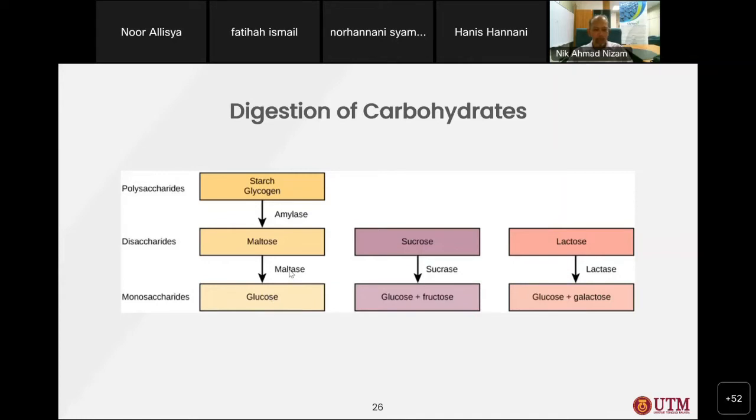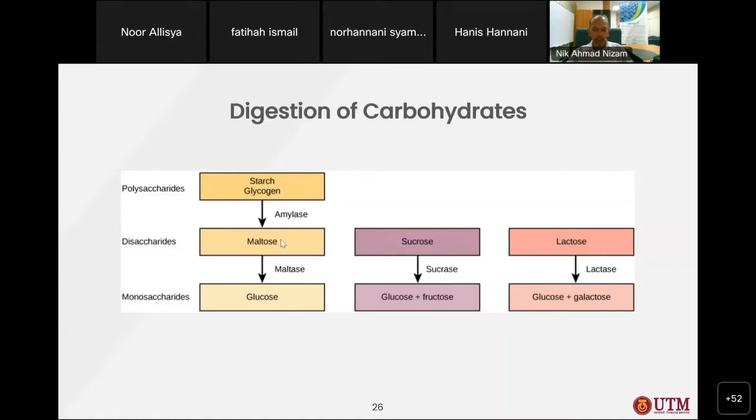This actually comes from the maltose, sucrose and lactose. Okay, so there is a little bit of difference here with the other disaccharides. For the sucrose and also lactose, there are specific enzymes that can break down the sucrose and lactose into monosaccharides. Sucrose will have sucrase to produce glucose and also fructose. Lactose will produce glucose and also galactose with the help of lactase.